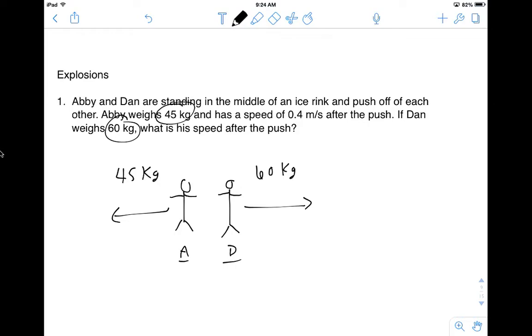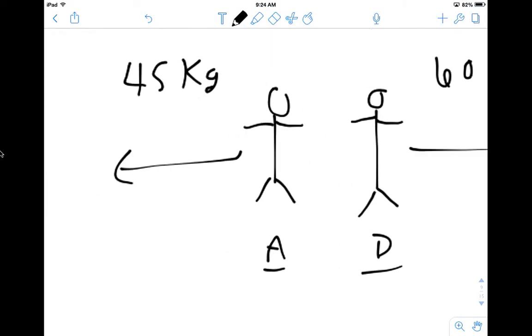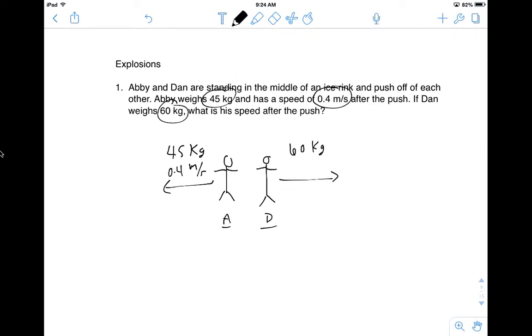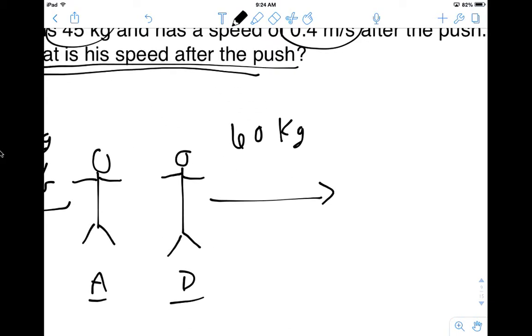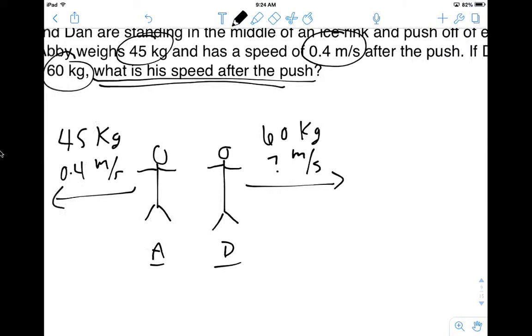Now they also give me this piece of information. They say that Abby has a speed of 0.4 meters per second after the push. So after the push, she's going 0.4 meters per second. And what they want to know is what is Dan's speed after the push. So my question mark is going to go here. What is Dan's speed in meters per second after the explosion?